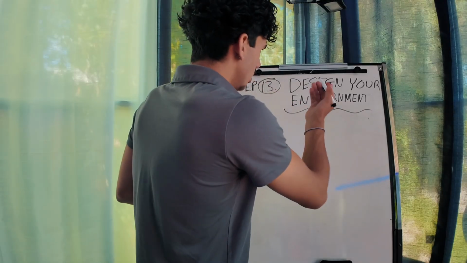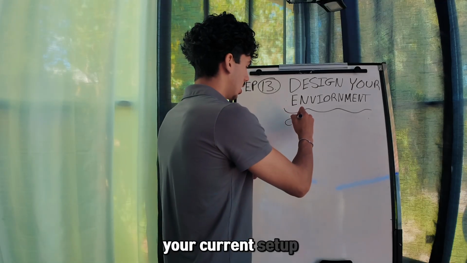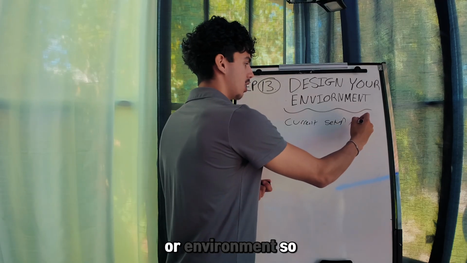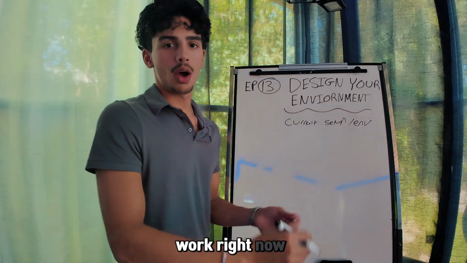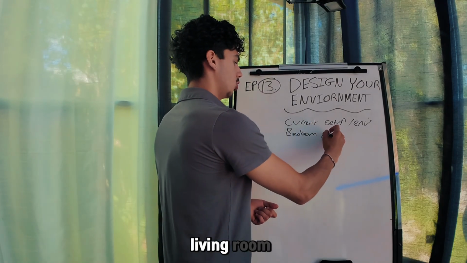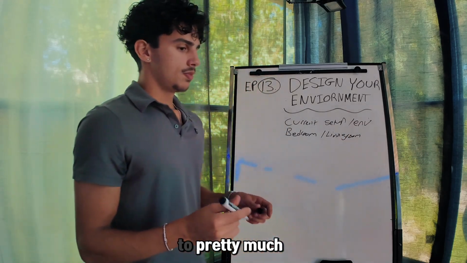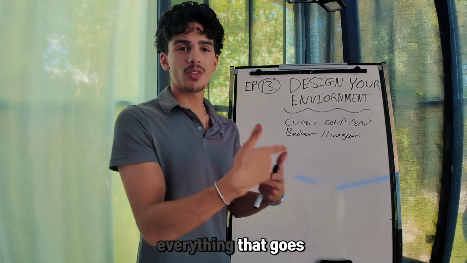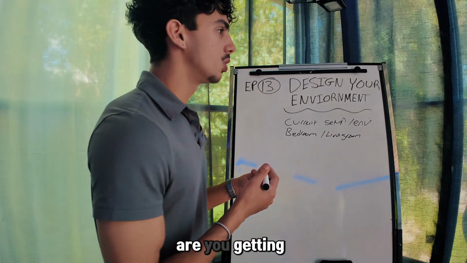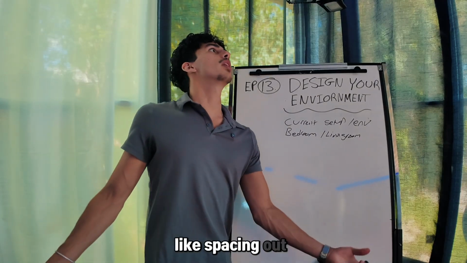So the first step in designing your environment is, right now, analyze your current setup or environment. Where do you work right now? It might be your bedroom, or your living room. You need to keep track of everything that goes on there for a day. How many times do you pick up your phone while you're sitting at your desk? How many times are you getting distracted and starting to play games while you're sitting at your desk? How many times do you just start spacing out while you're there?